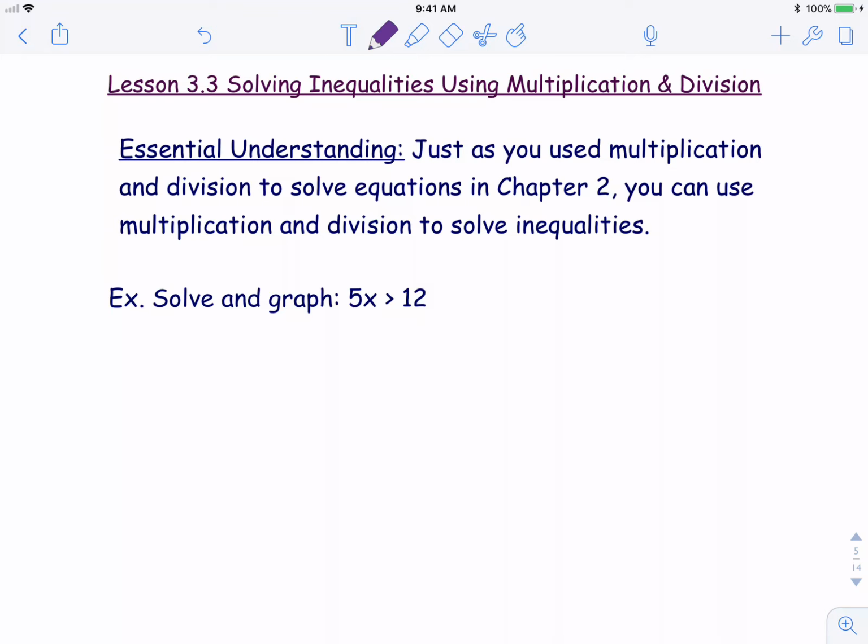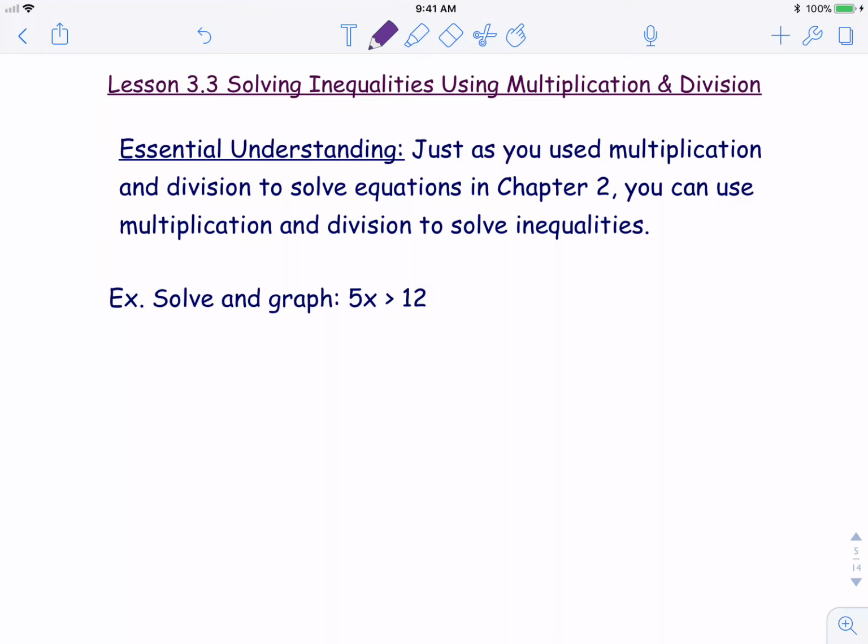Just as we use those inverse operations of addition and subtraction to solve inequalities, we can also use the inverse operations of multiplication and division to solve inequalities. So right now when I see the inequality of 5x is greater than 12, that means I need to find the solutions of numbers I can plug in for x so that when I multiply them by 5, I have a product that's greater than 12.